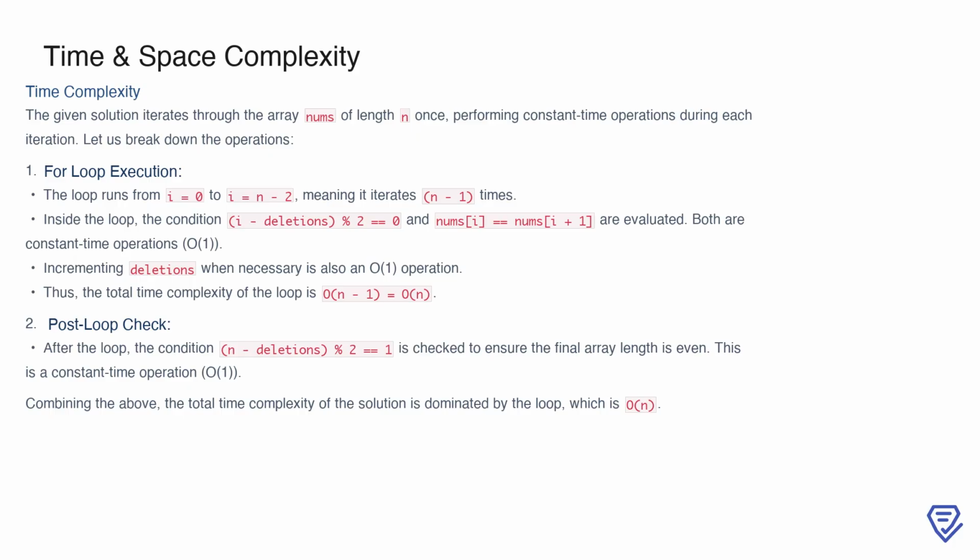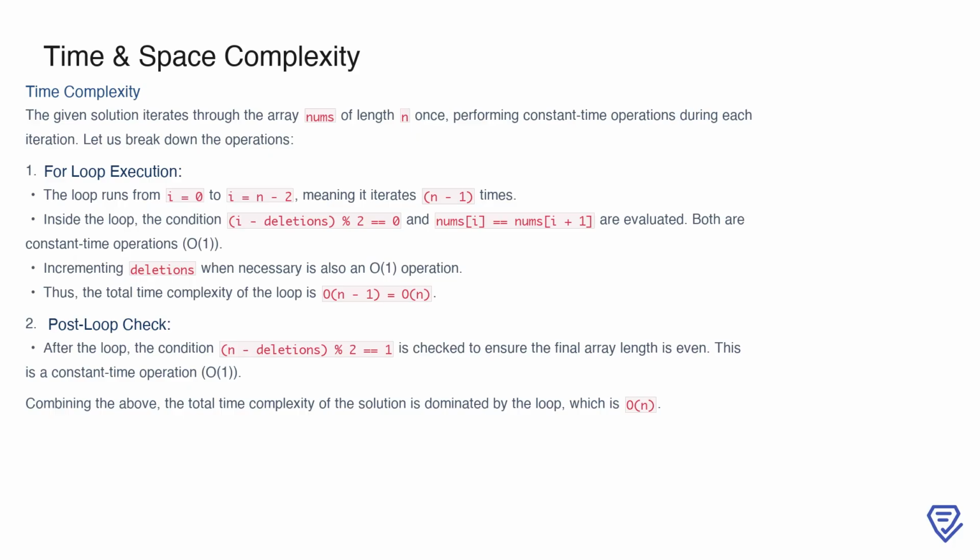Within each iteration, we evaluate two conditions: whether the current index, adjusted for the number of deletions, is even, and whether the current element equals the next element. Both of these checks are constant time operations, or O(1). Similarly, incrementing the deletions counter when needed is also an O(1) operation.